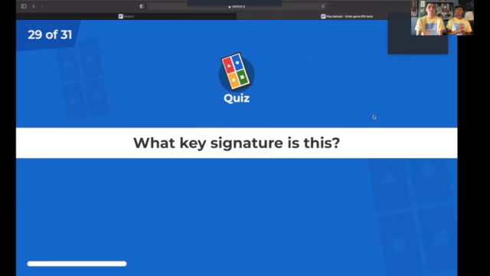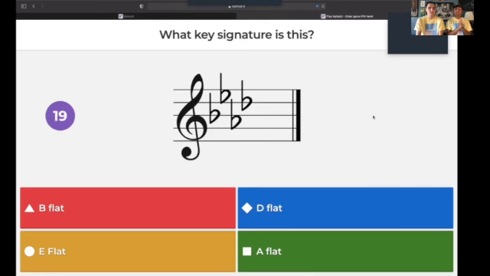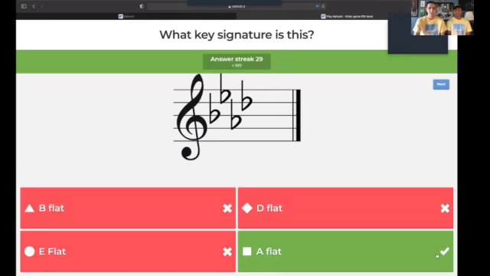Moving on to question 29, what key signature is this? So we're working with key signatures now. Remember, there's a special way to figure out the flat key signatures. You would have to look at a certain rule. So if you guys can remember the rule, the options are B flat, D flat, E flat, and A flat. And the correct answer is A flat. The reason it is A flat is because you take the second to last flat to figure out that key signature. So in this case, it is the A flat.